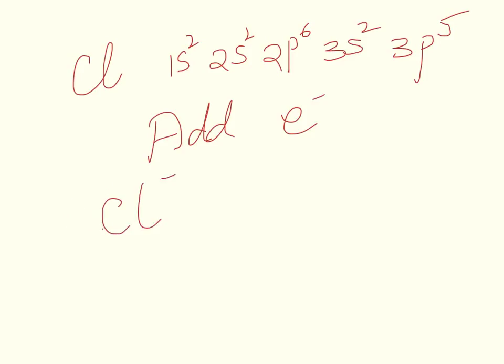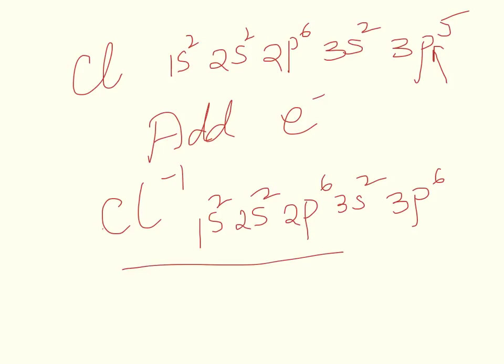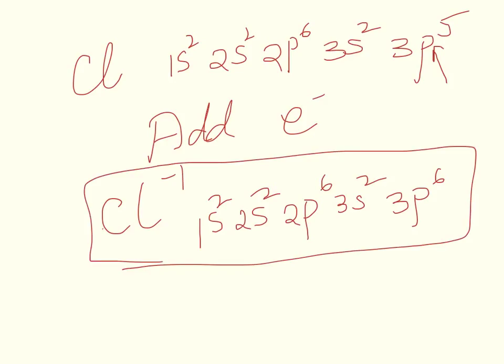chlorine minus 1, where are you adding that 1 electron? It goes into the p orbital, because remember p can take a maximum of 6. There are only 5 here, so it can take 1 more. So if you were to add 1 electron to chlorine, it would be 1s2, 2s2, 2p6, 3s2, 3p6. This would be the configuration for the chloride ion. Chlorine minus 1 is known as a chloride ion.